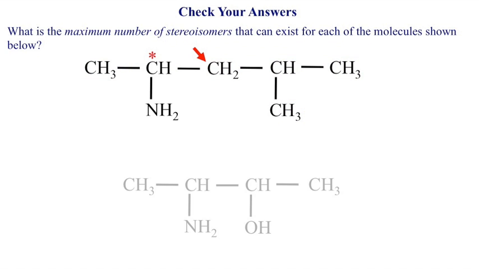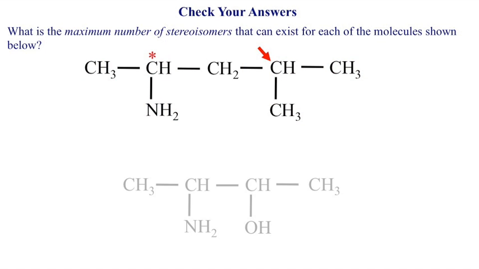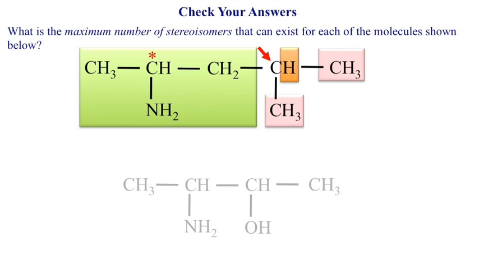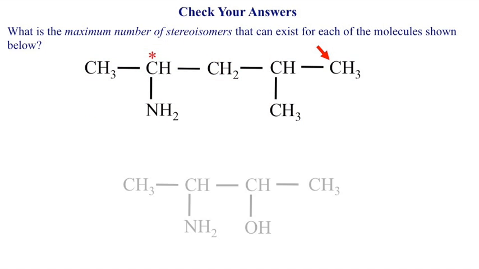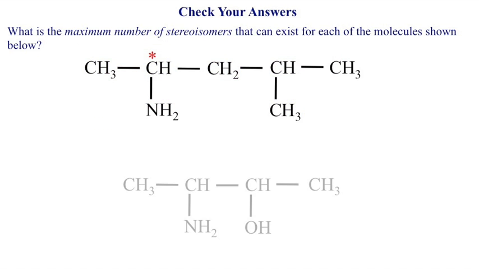We'll place an asterisk next to it to indicate that it's chiral. Moving to the right, to the center carbon, this carbon is not chiral, it's bound to 2 hydrogen atoms. Moving to the right, the next carbon is not chiral, it's bound to 2 methyl groups. The rightmost carbon is not chiral, it's bound to 3 hydrogens. So the top molecule has 1 chiral carbon. In our equation for the maximum number of stereoisomers, n is equal to the number of chiral carbons. For this molecule it's 1, so the maximum number of stereoisomers equals 2 to the n, which equals 2 to the first, which equals 2.